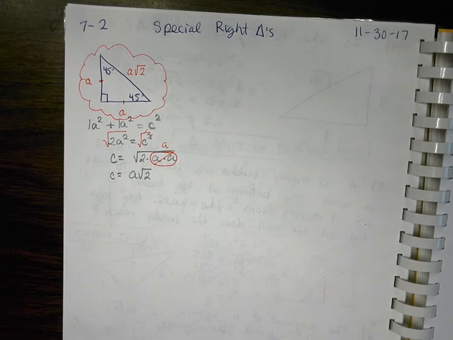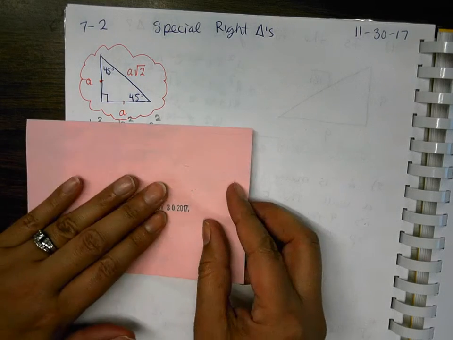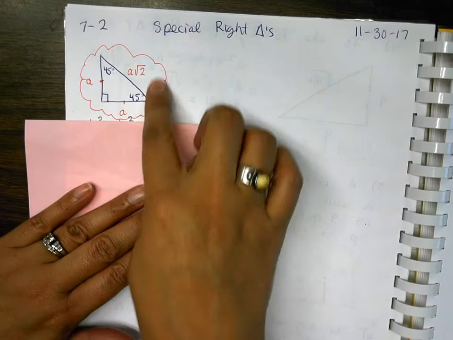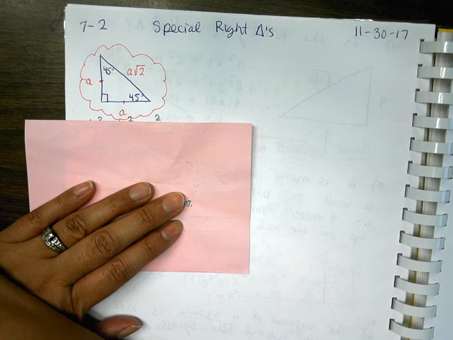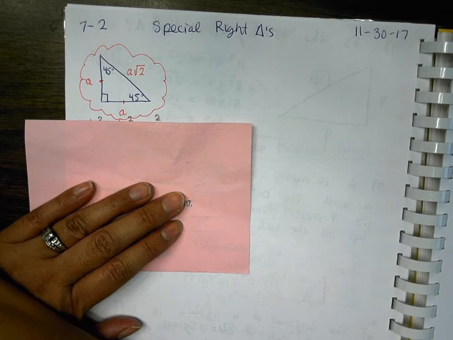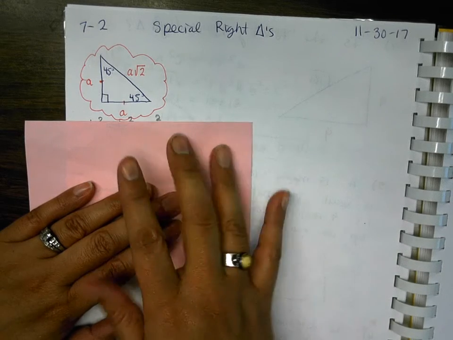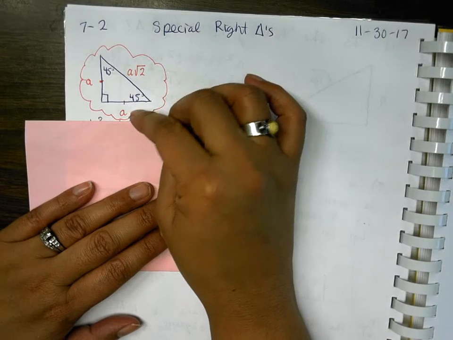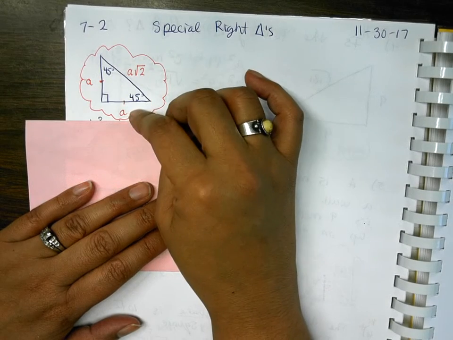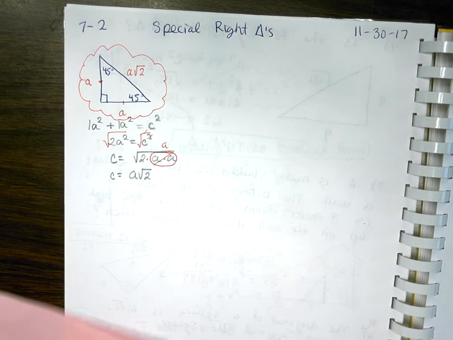Now, I will tell you this right now. This here, you'll need to have memorized. You need to know it. When you're doing homework tonight, you could have your notes out, but I would just redraw this over and over until you can do it without looking at your notes. I'm going to put it back up.